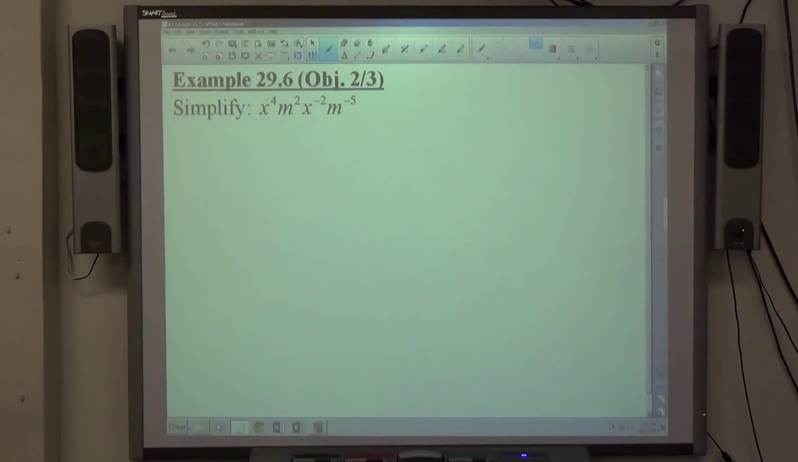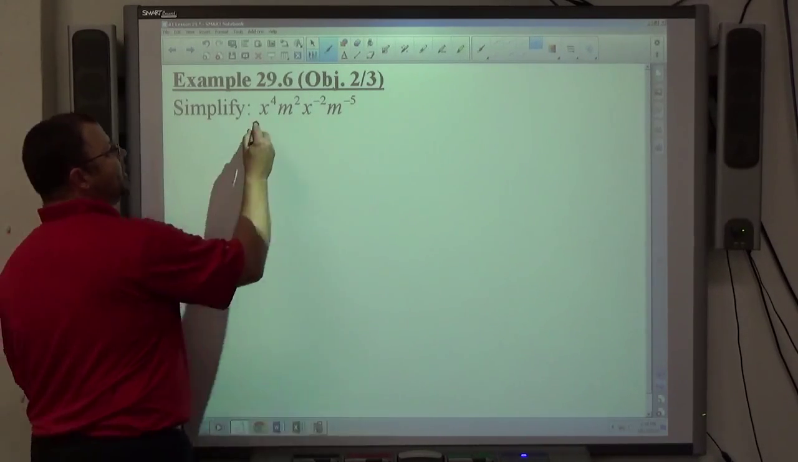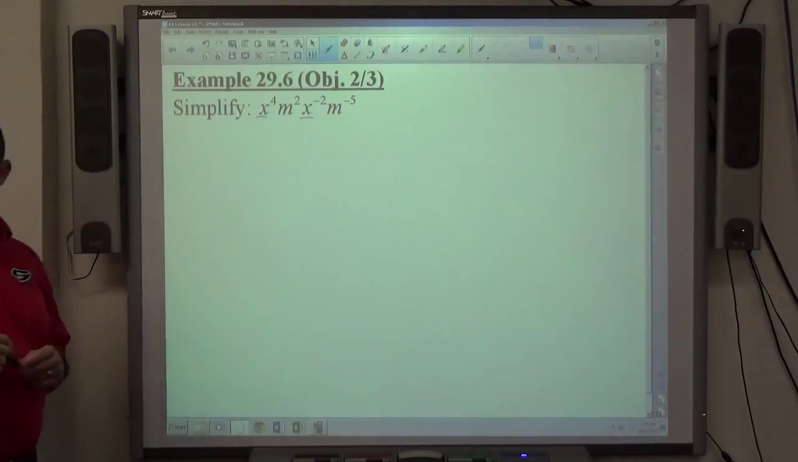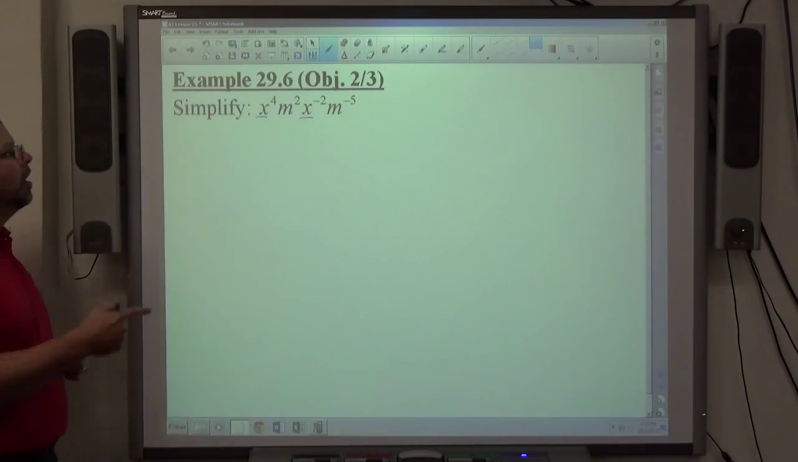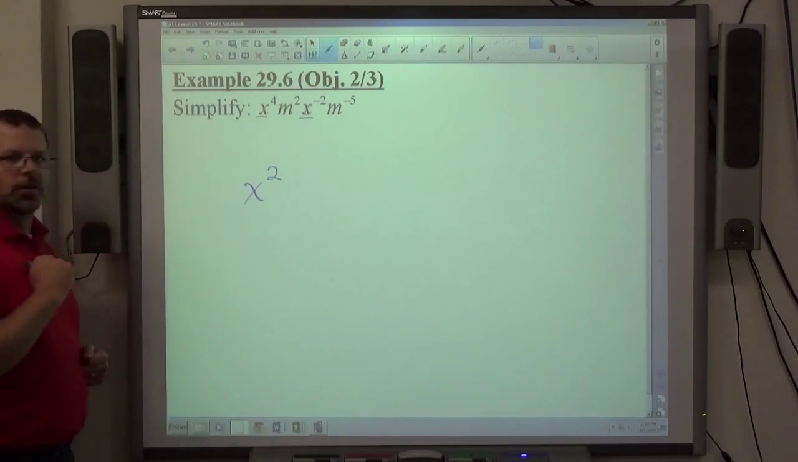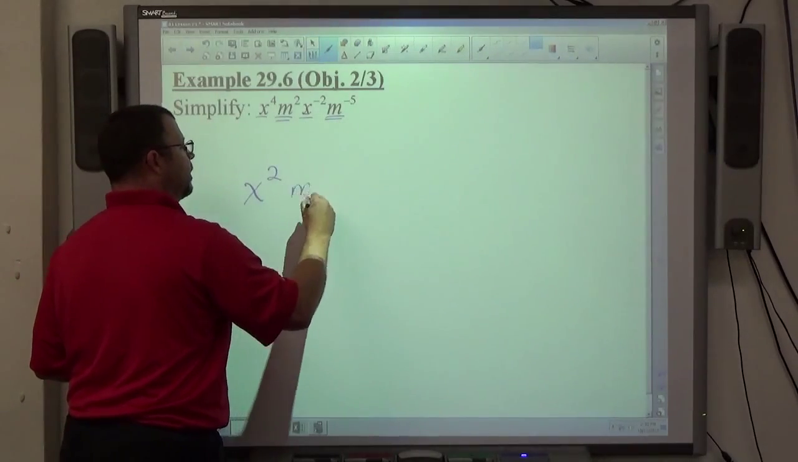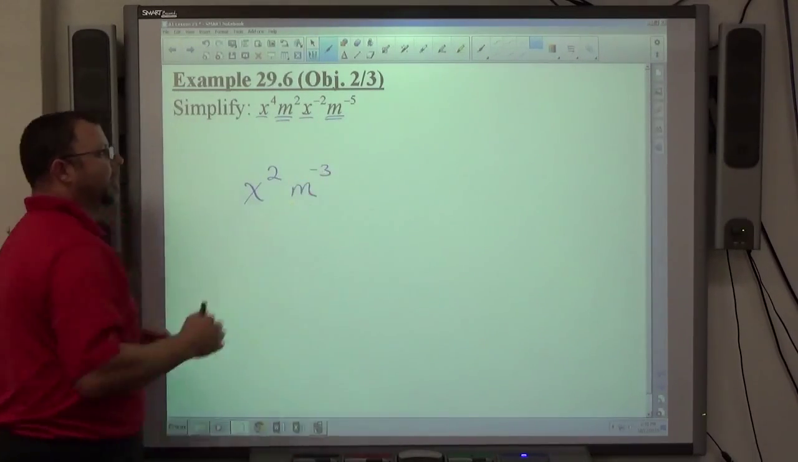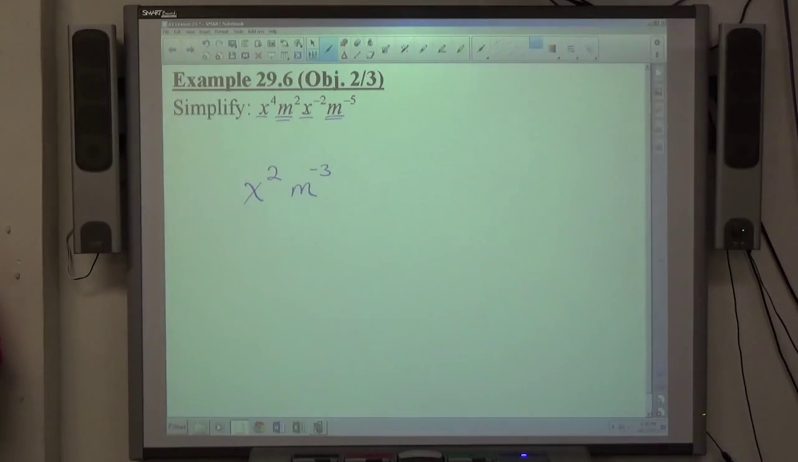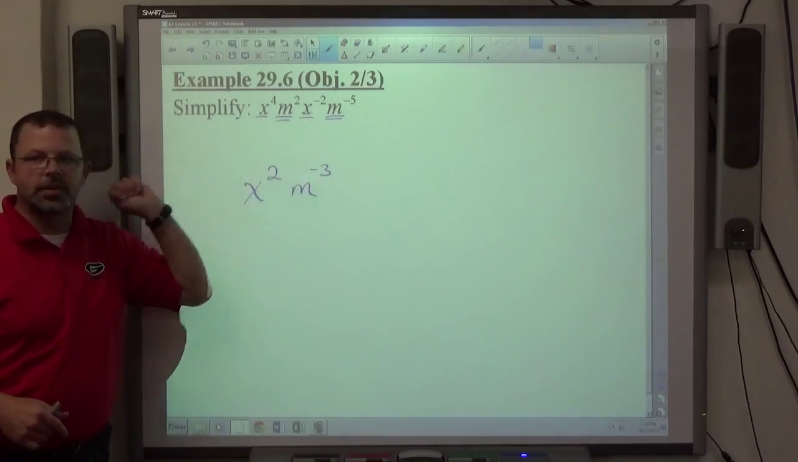All right, so look at this problem. Simplify x to the fourth, m squared, x to the negative second, m to the negative fifth. Rule 1, or the first step of this process, is letters of the same type you multiply by adding powers. You're adding algebraically, so if the signs are the same, you add; signs different, subtract. Looking at the x's here, 4 plus negative 2 makes positive 2. Looking at the m's, m squared times m to the negative fifth, 2 plus negative 5 makes negative 3. In both cases I subtracted because the signs were different. In the x situation 4 is bigger, so it's positive. In the m situation 5 is bigger, so it's negative.